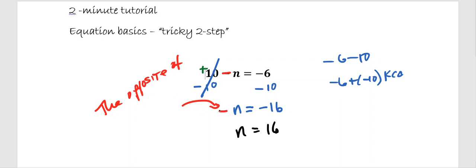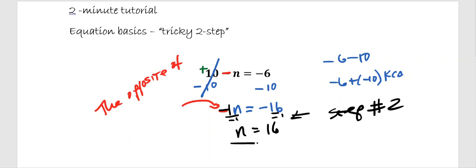To show you mathematically, that negative is really like a negative 1 times n. We're dividing both sides by negative 1. There's step number 2 that I've been saying is the tricky step. By the time we're all done, we have n equals 16.